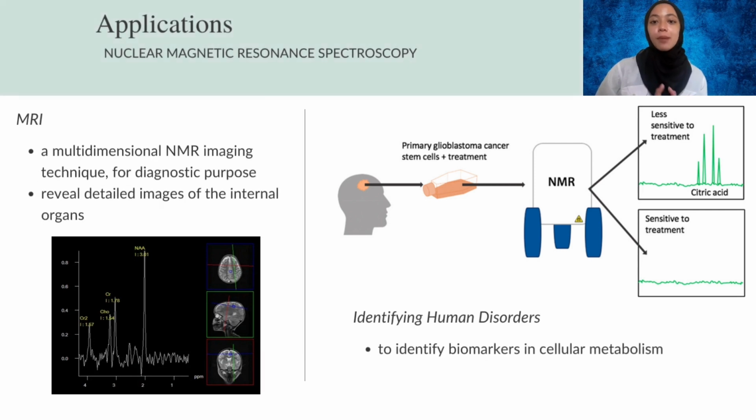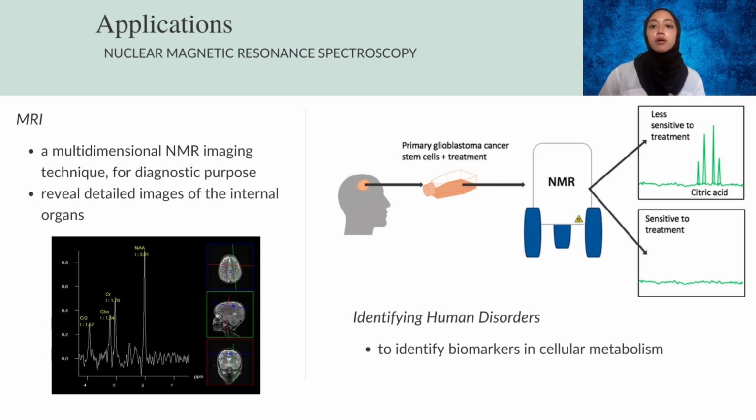Now, we move on to the applications of NMR, which is MRI. Medical practitioners use magnetic resonance imaging (MRI), which is a multi-dimensional NMR imaging technique for diagnostic purposes. It is based on the principle of nuclear magnetic resonance to obtain microscopic chemical and physical information about molecules. It reveals detailed images of the internal organs. It produces images based on spatial variations in the phase and frequency of the radio frequency energy being absorbed and emitted by the imaged object.